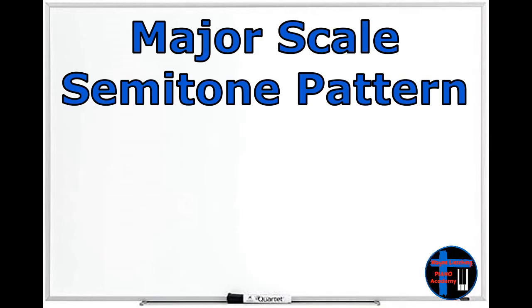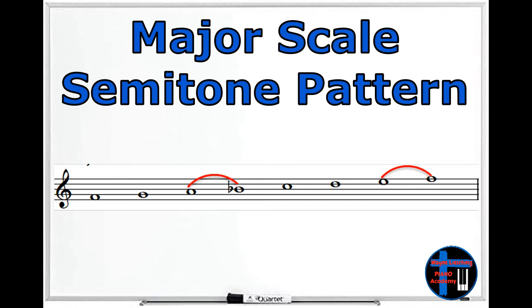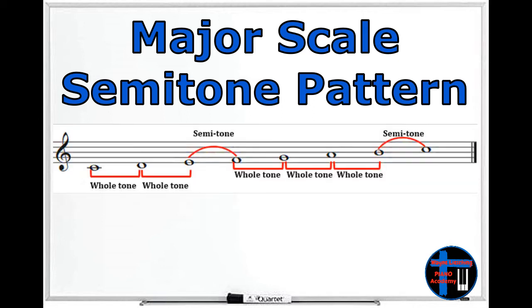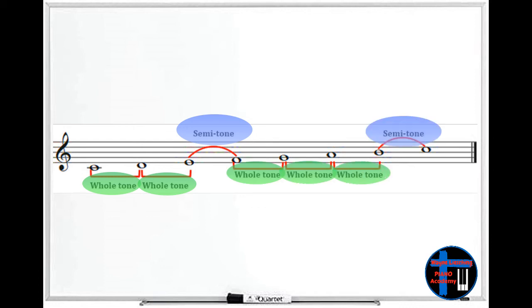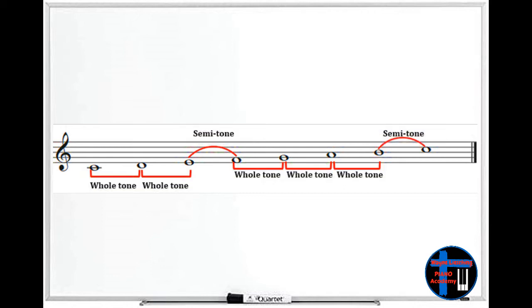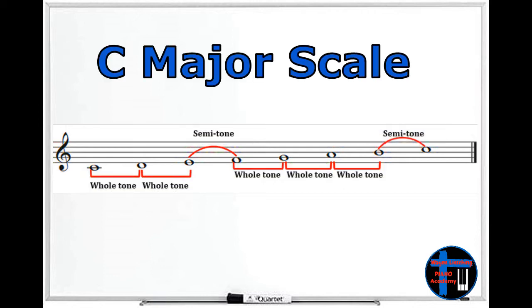In major scales, there is always a semitone between the 3rd and the 4th and the 7th and the 8th scale degree. So the pattern for the major scale is whole tone, whole tone, semitone, whole tone, whole tone, whole tone, and semitone. Since this scale starts on a C, it is called the C major scale.